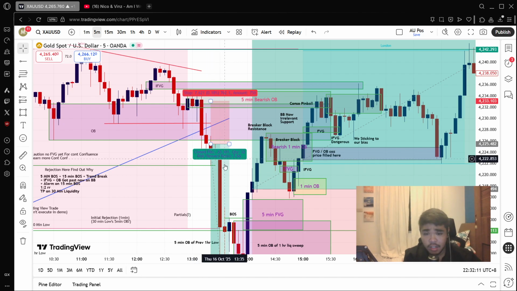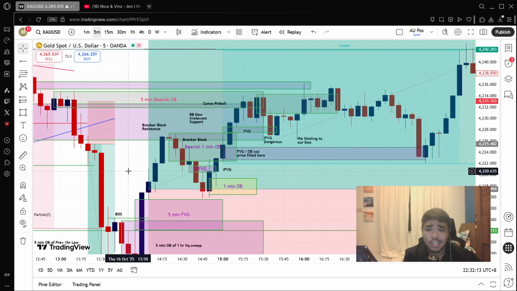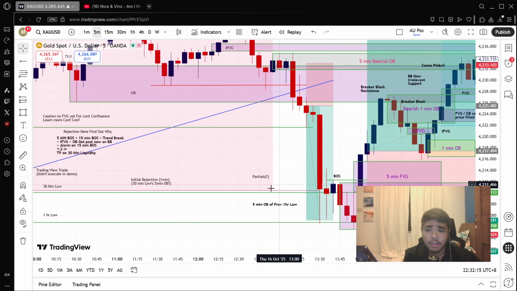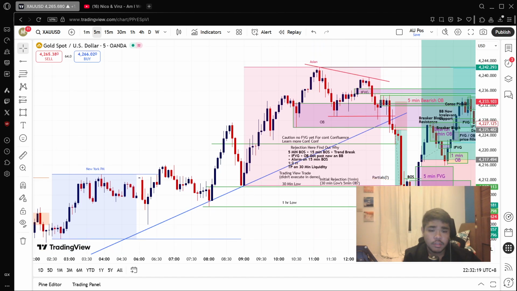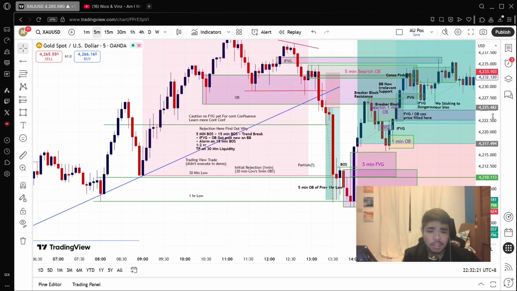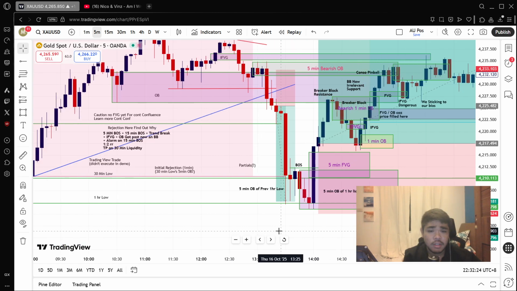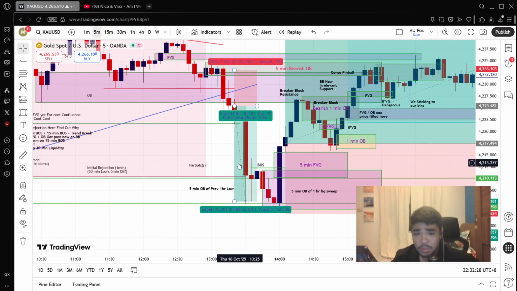So I did enter here. I didn't really initiate my entry on my demo account, but I just did it on TradingView. As per Roger, my mentor, he said this was just a front test, what you call a front test.